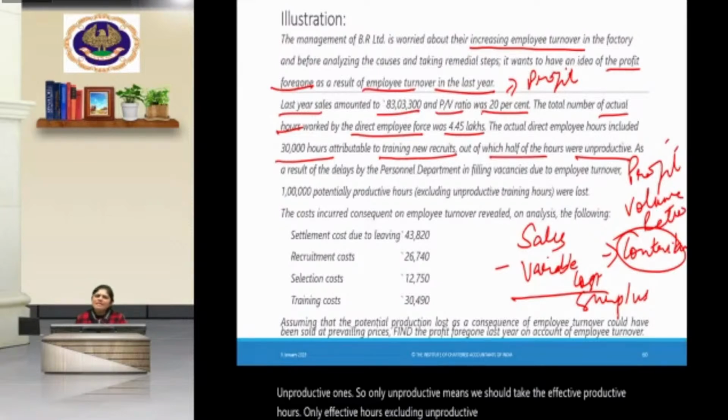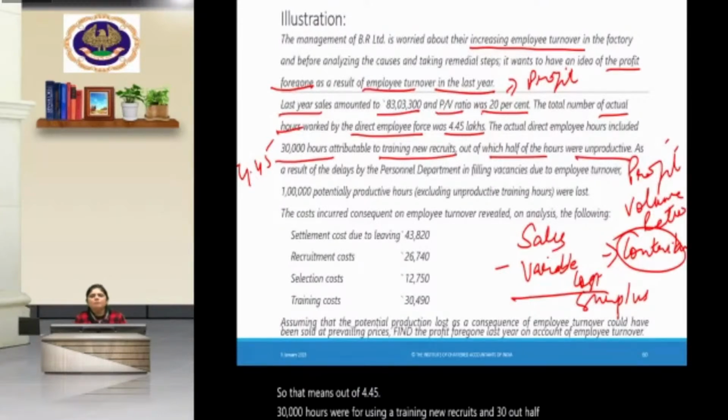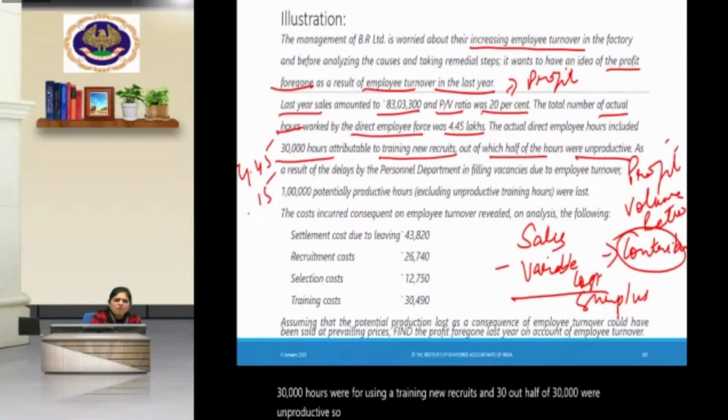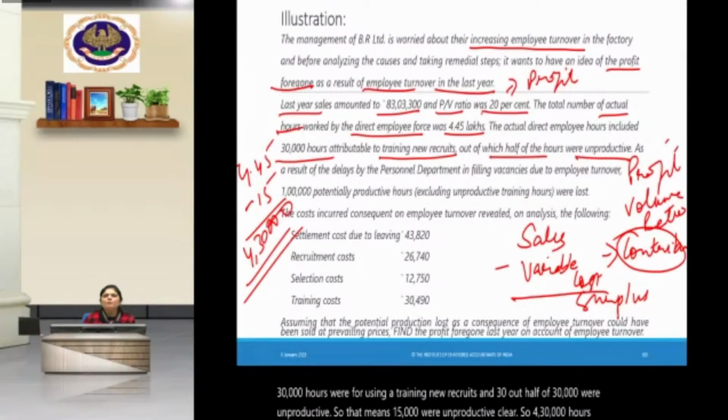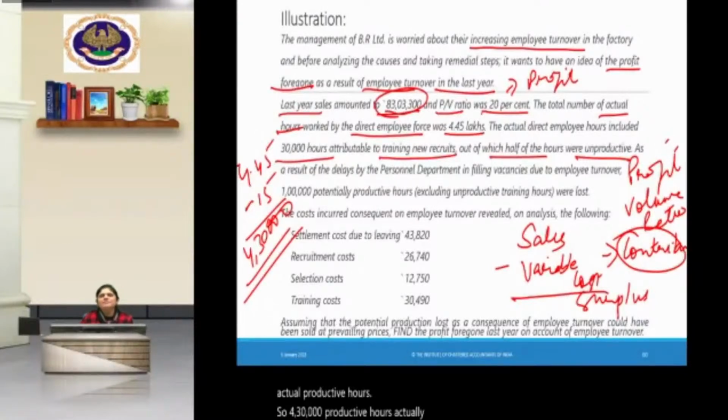Okay, we always exclude the unproductive hours and we always take the effective productive hours. So that means out of 4,45,000 hours, 30,000 were for training new recruits, and half of 30,000 were unproductive. So that means 15,000 were unproductive. Clear? So 4,30,000 hours are the actual productive hours. Clear? So 4,30,000 productive hours actually contributed to this sales. That is the meaning of this.